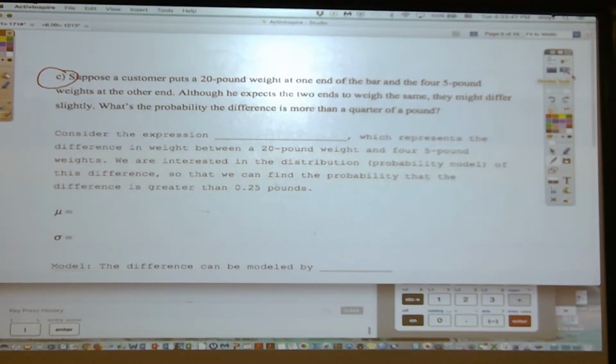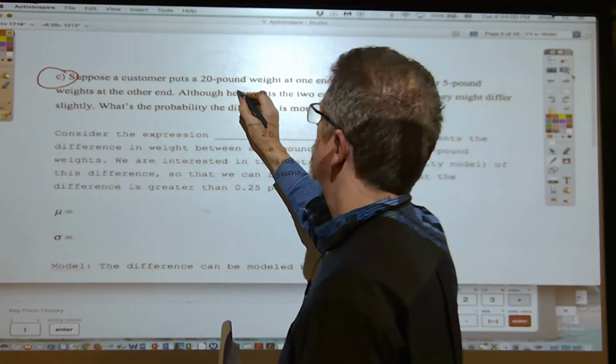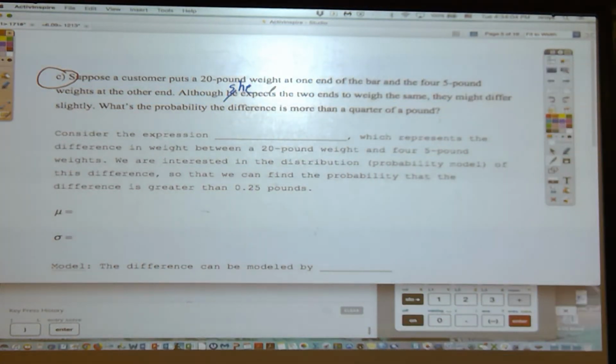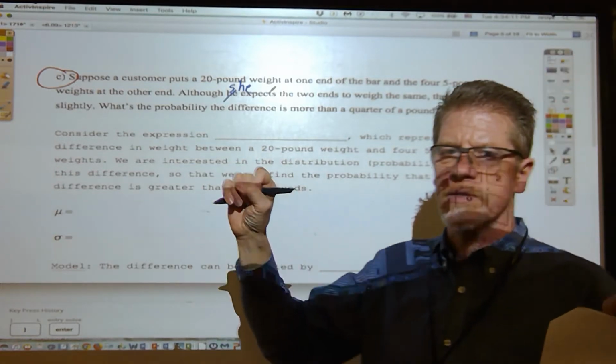Suppose a customer puts a 20-pound weight at one end of the bar and 4 5-pound weights at the other end of the bar. She expects the two to weigh the same. They might differ slightly. What's the probability that the difference is more than a quarter pound?